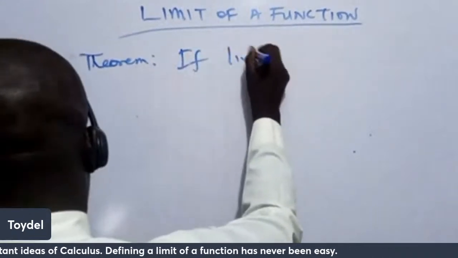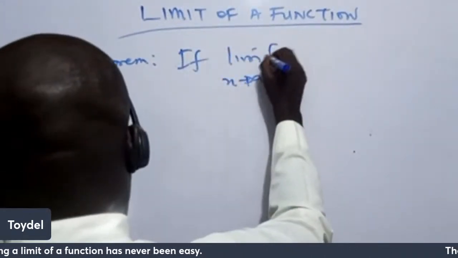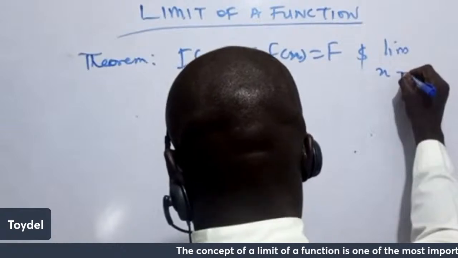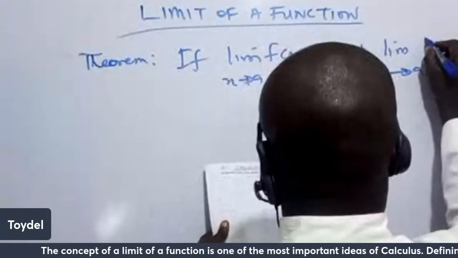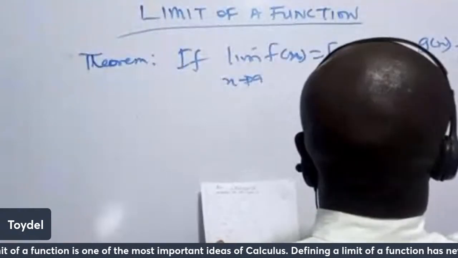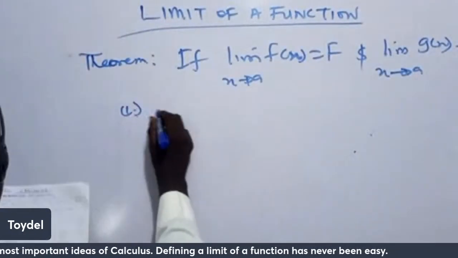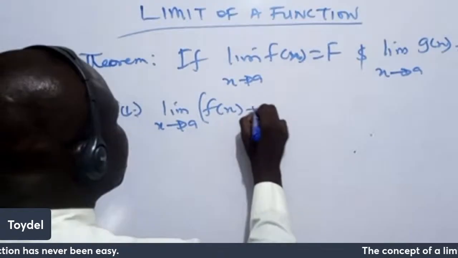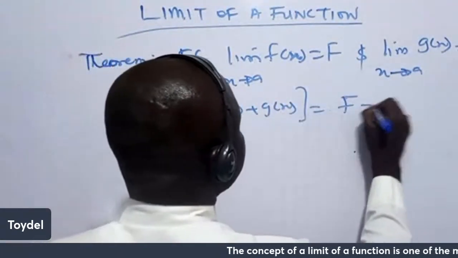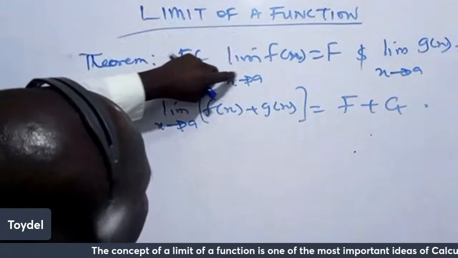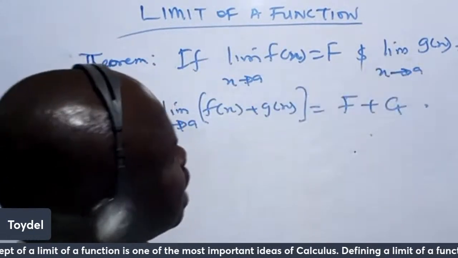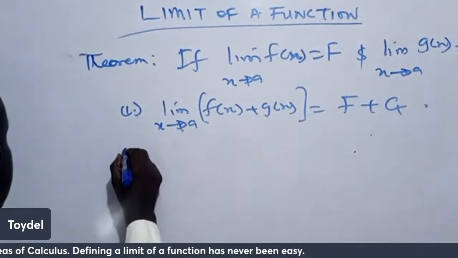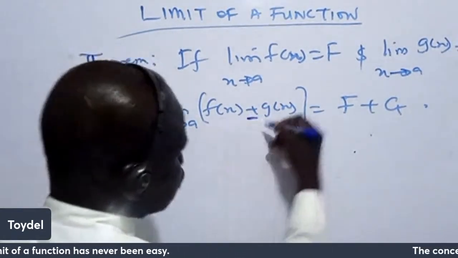If the limit as x tends to a of f(x) is equal to F, and the limit as x tends to a of g(x) is equal to G, then the first one: the limit as x tends to a of f(x) plus g(x) will give us F plus G. That is, if we define the limit as x tends to a of f(x) as F, and the limit as x tends to a of g(x) as G, then the limit when we have addition will just be F plus G. The second one, when we have subtraction, it will be F minus G.